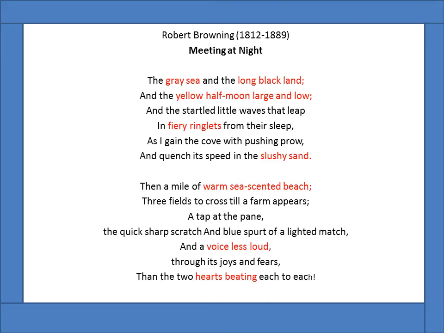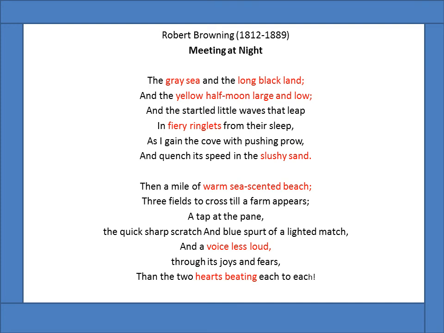Alright, so let's see the example of imagery in the poem Meeting at Night by Robert Browning. We can see in the first stanza, the grey sea and the long black land, it is an example of visual imagery. The second and the fourth stanzas are also about visual imagery. And we can see in the sixth stanza, slushy sand. Slushy sand here is an example of tactile imagery.